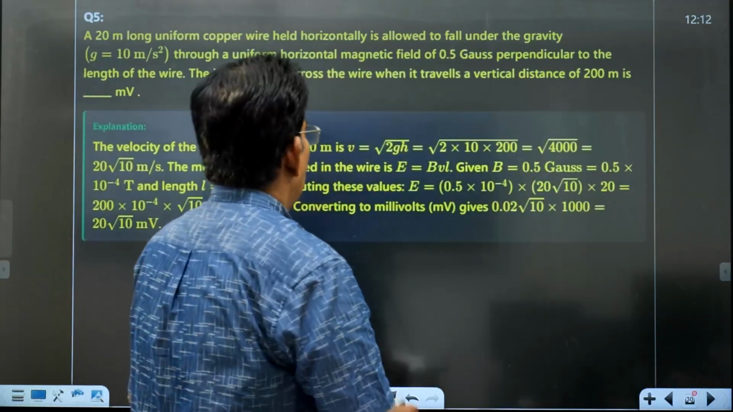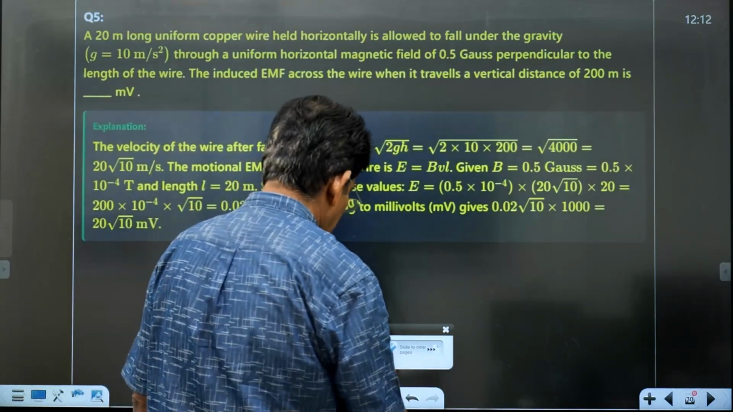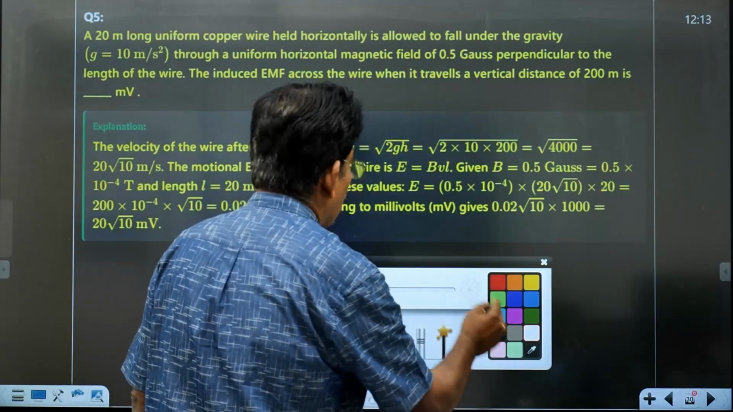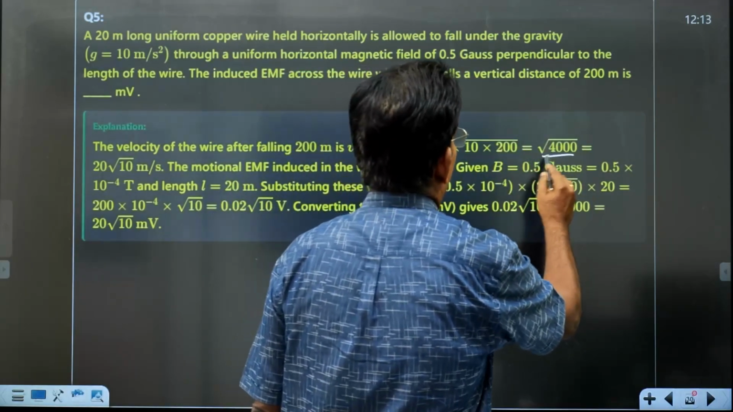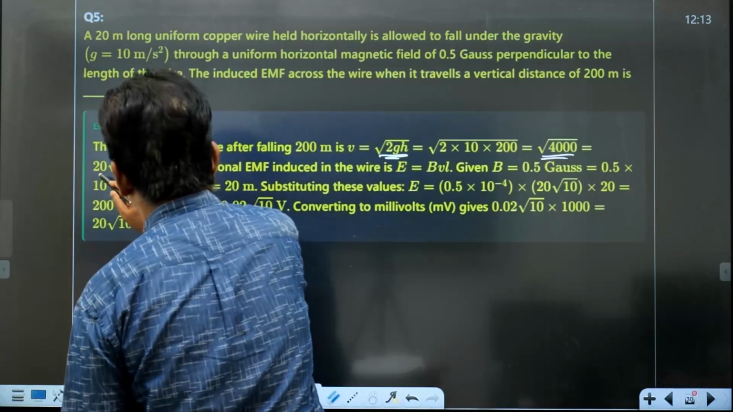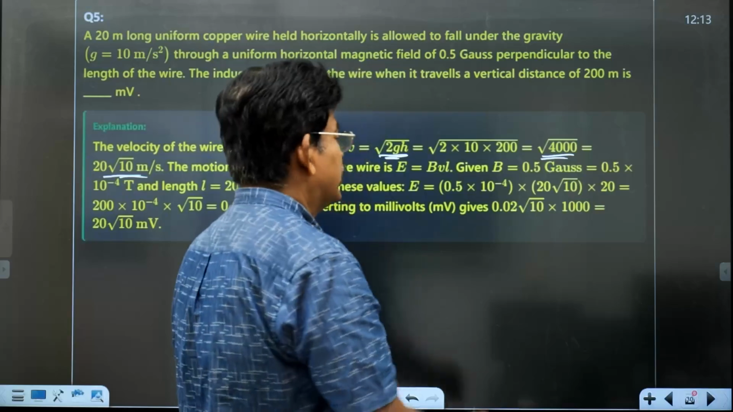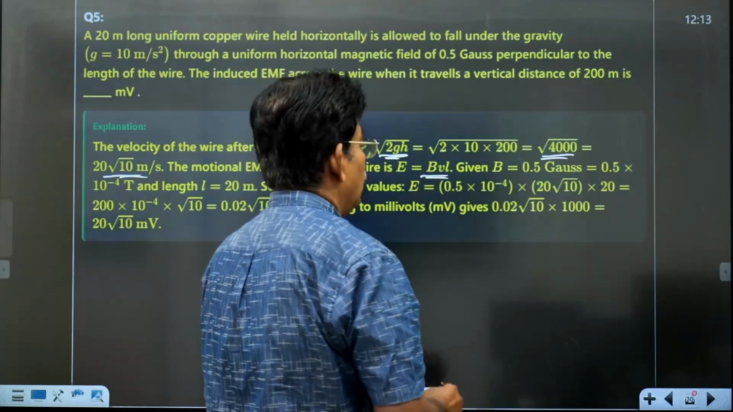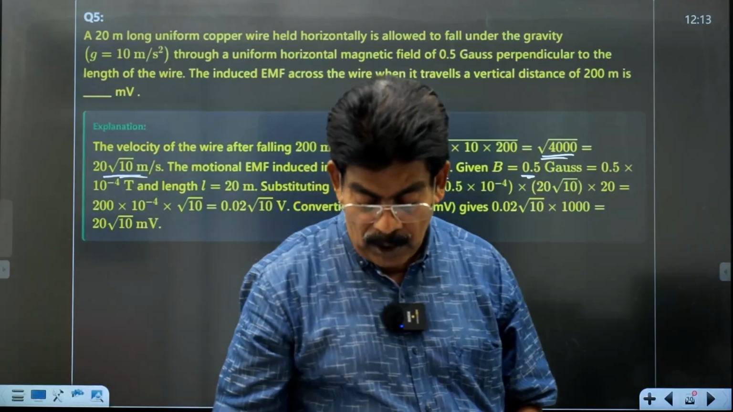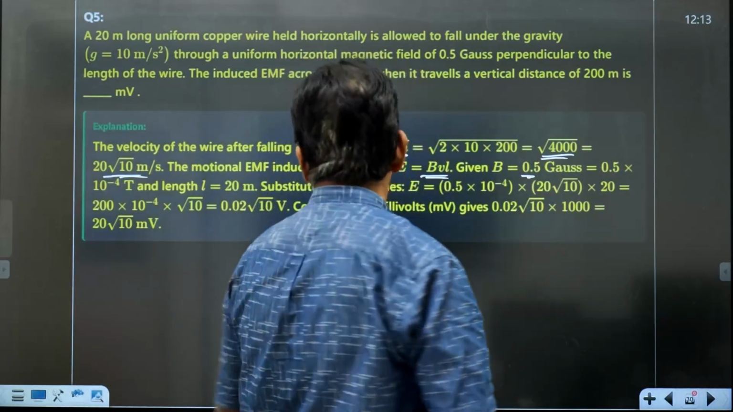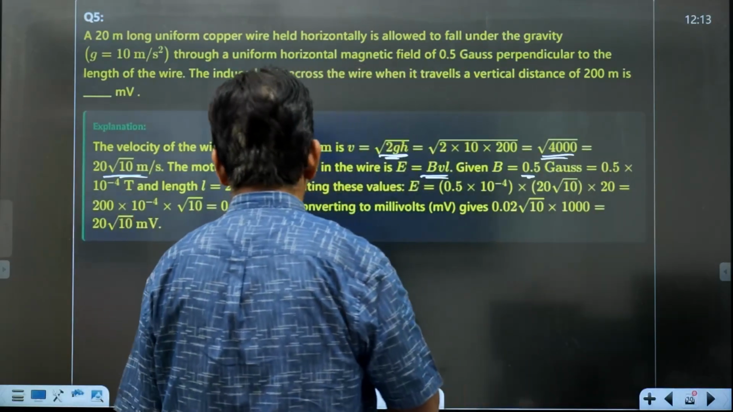We have, you know, the velocity of a body coming down is given by root 2gh. It has come down by 200 meter, that is coming to be root of 4000, that is 20 root 10 meter per second. And this is a BLV problem. Induced EMF across the rod is given by what? BLV, B is 0.5 into 10 to the power of minus 4 Tesla.